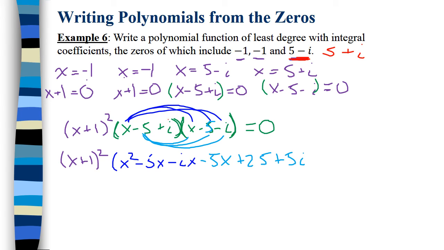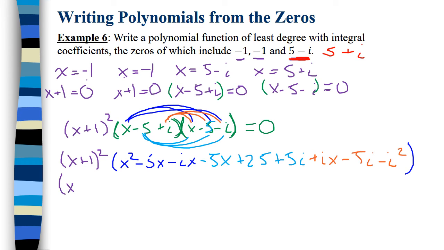And then the last one: i times x is plus ix, and i times negative 5 is minus 5i. And then i times negative i is negative i squared. Okay, so let's go ahead and simplify this.